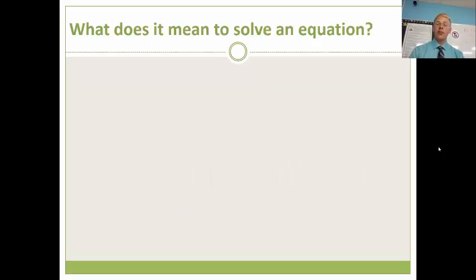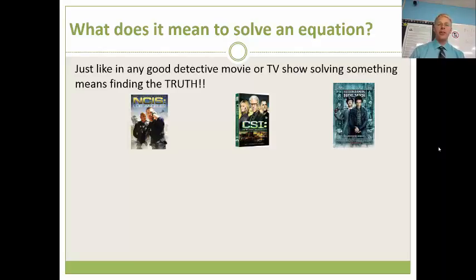So we're going to be solving equations. That's probably a word you've heard quite often, but what does it really mean to solve an equation? Well, the idea of solving, we've heard a lot when we watch movies and TV shows that involve detectives such as Sherlock Holmes, or police officers like NCIS or CSI or Law and Order.